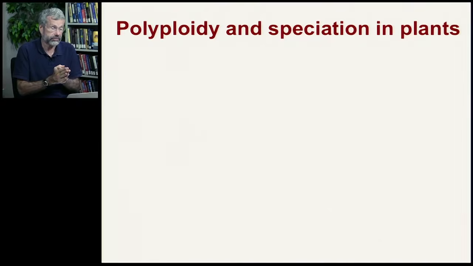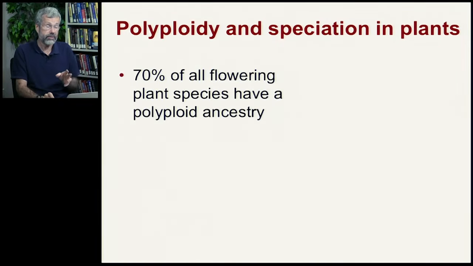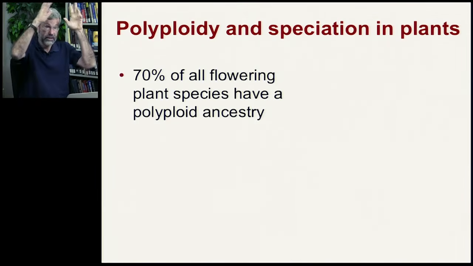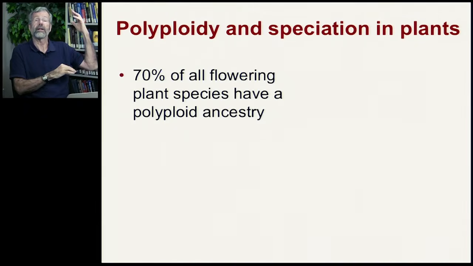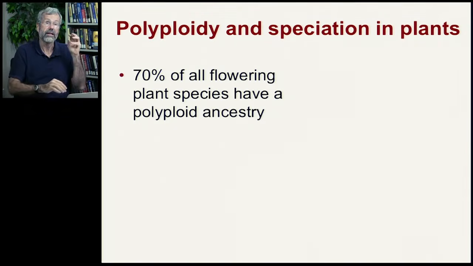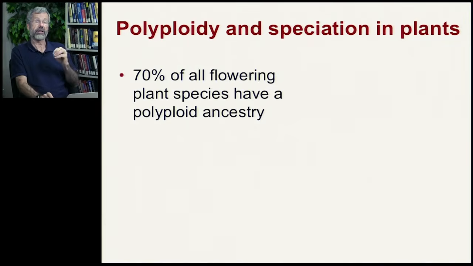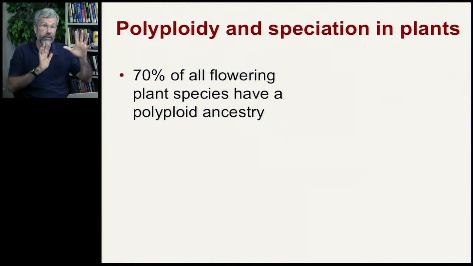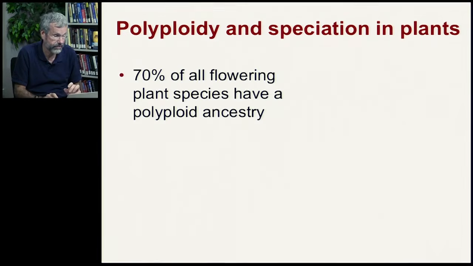Now, it turns out that this kind of polyploidy has been very important in the speciation of plants in general. 70% of all flowering plant species have a polyploid ancestry. So sometime in their past, some mutant individual developed those diploid gametes, then self-fertilized, and the subsequent species went from a diploid ancestry then to a polyploid lineage. And they could only mate with each other, they became reproductively isolated, and eventually became properly recognized, distinct, different species.